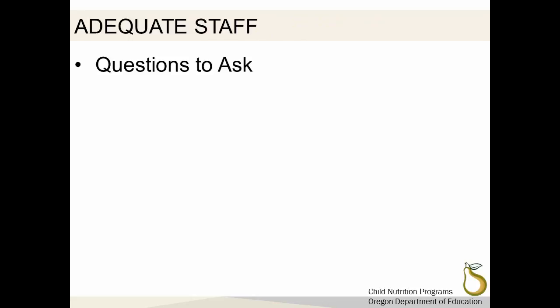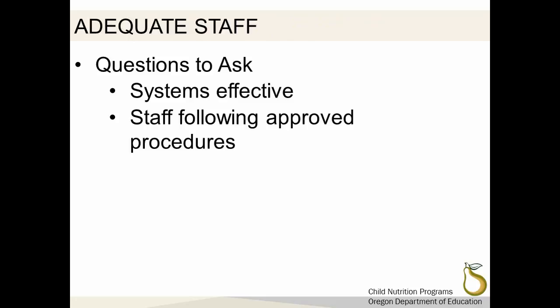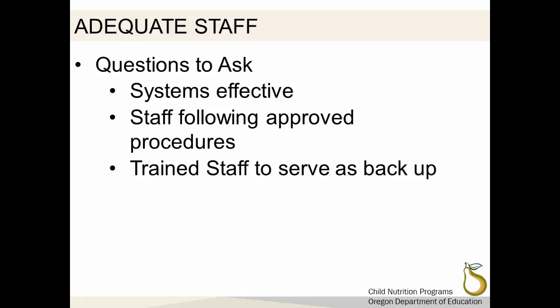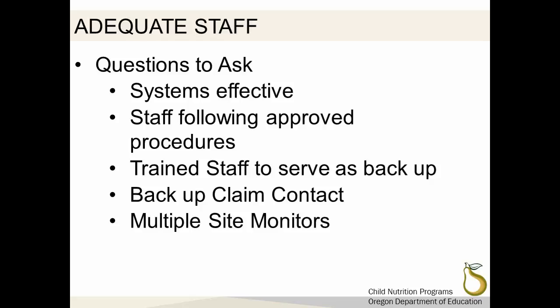Some questions an organization should ask to determine if there is adequate staff. How will we know if our systems are effective and staff are following approved procedures? Are there trained staff who can back up the food program coordinator or the claim contact when they will be out of the office for a long period of time? Are there multiple staff who are site monitors for large programs? Is there someone who is trained and can take over in the kitchen and knows the meal pattern when there is an illness or emergency?